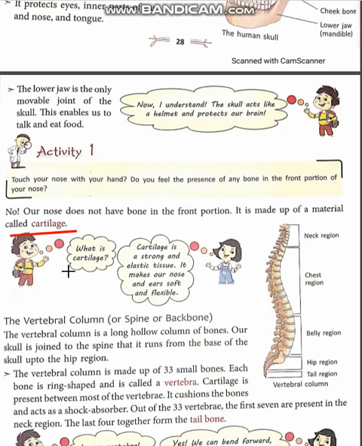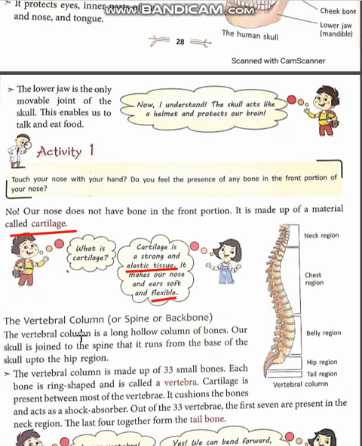Now the question says here, what is cartilage? Cartilage is a strong elastic tissue. It is a strong elastic tissue. It makes our nose and ear soft and flexible. If you touch your nose, it is so flexible in appearance.